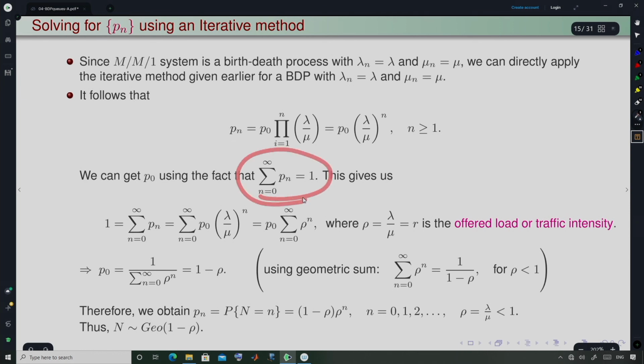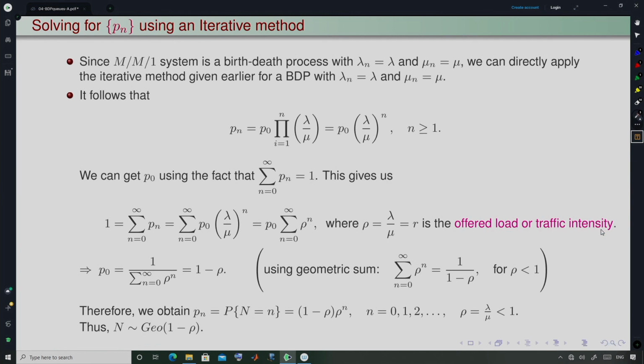Now, substitute this into the total probability condition, right. Pn we already know is equal to this, with rho, which is lambda by mu. As far as M/M/1 is concerned, this is also equal to R, because R is what lambda by mu is. Since there is a single server here, this is also equal to rho, and hence this is the offered load, because R is the offered load. Traffic intensity means this rho. So, in this particular case for M/M/1, these are one and the same, the offered load or traffic intensity.